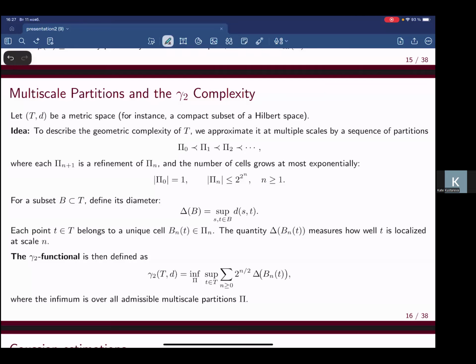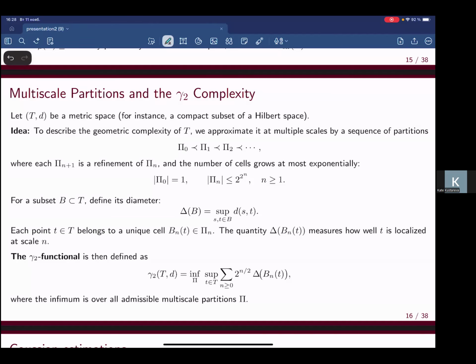Again, for any subset B inside T, we define its diameter, which is the supremum of the distance between points in B. That tells us how big the cell is. Now fix a point t. At each scale n, the point t belongs to a unique cell, which we call Bn(t). The diameter of this cell we calculate as the supremum of d(s, t). So it measures how well t is localized at scale n, how precisely we know its position after n refinements.